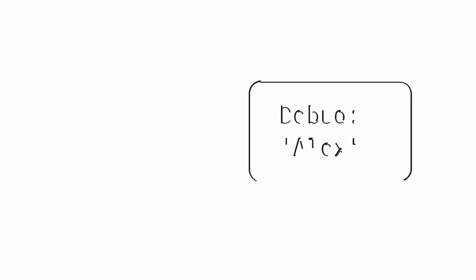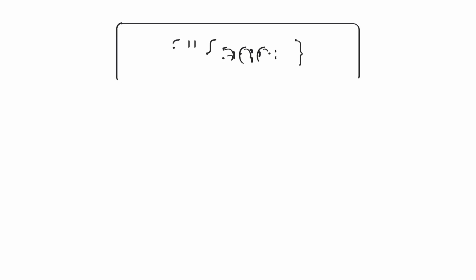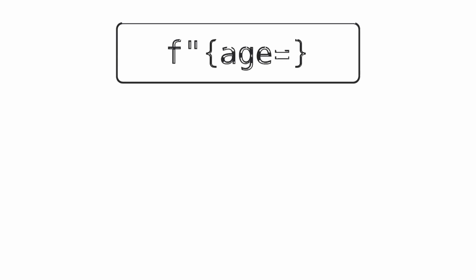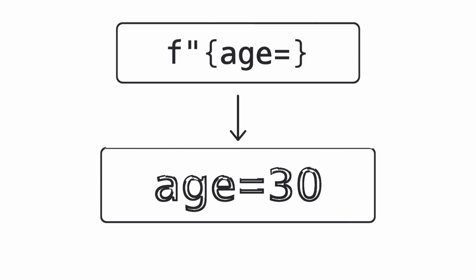There are a couple of handy extras. Add !r to use the repr of a value, useful for debugging. f"Debug: {name!r}". In Python 3.8 and above, you can show both the variable name and its value like this: f"{age=}". That prints something like age=30.